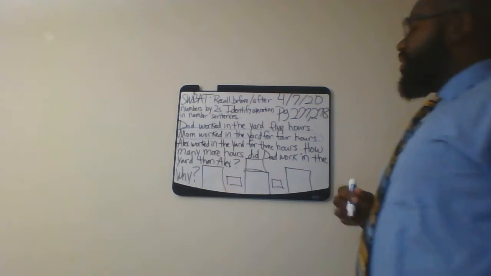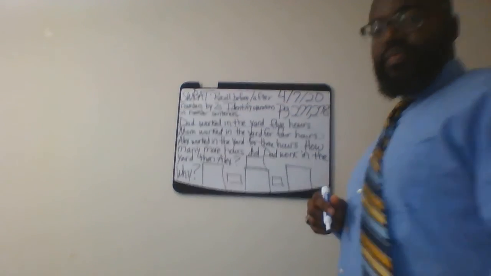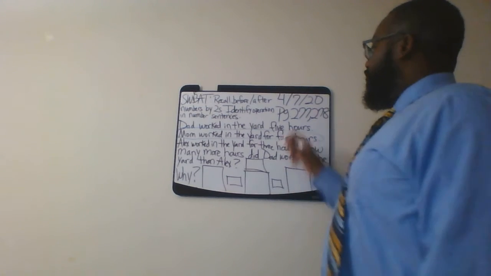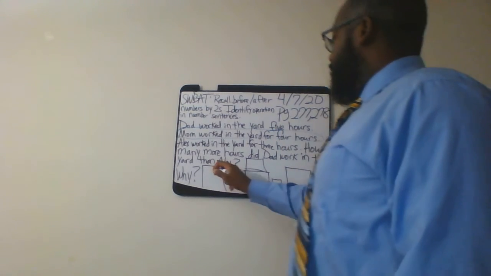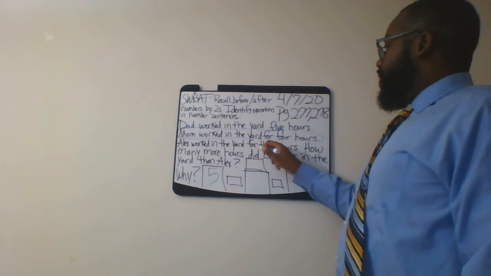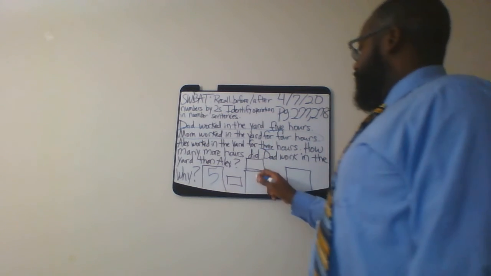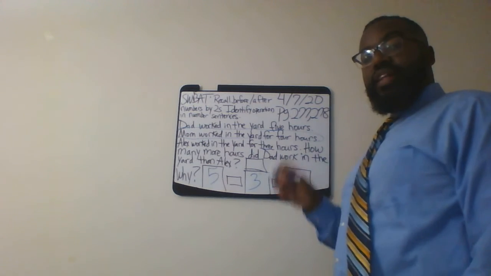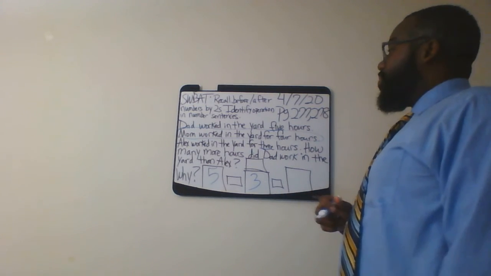Now let's go back to what we do have up here. It says Dad worked in the yard for 5 hours. So we have 5 here, and go to Alex. Alex worked in the yard for 3 hours. So it makes it easier to just break it down and find it in number words. That's how we solve our problem.